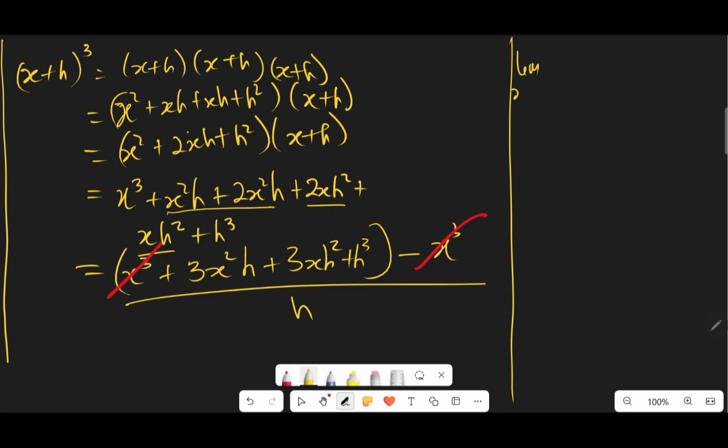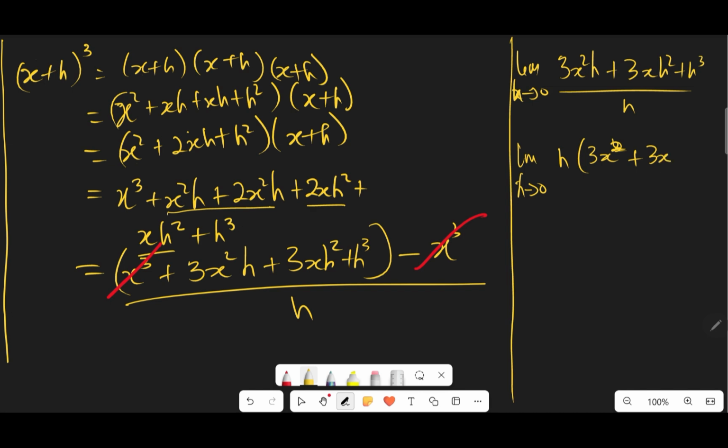lim as h approaches 0. We are going to get 3x square h plus 3xh square plus h cube all over h. Now we can see clearly that there is h throughout, so we can factorize h out. So we are going to get lim as h approaches 0. If I bring h out, I'm going to get 3x square. Is that okay? Plus 3xh.